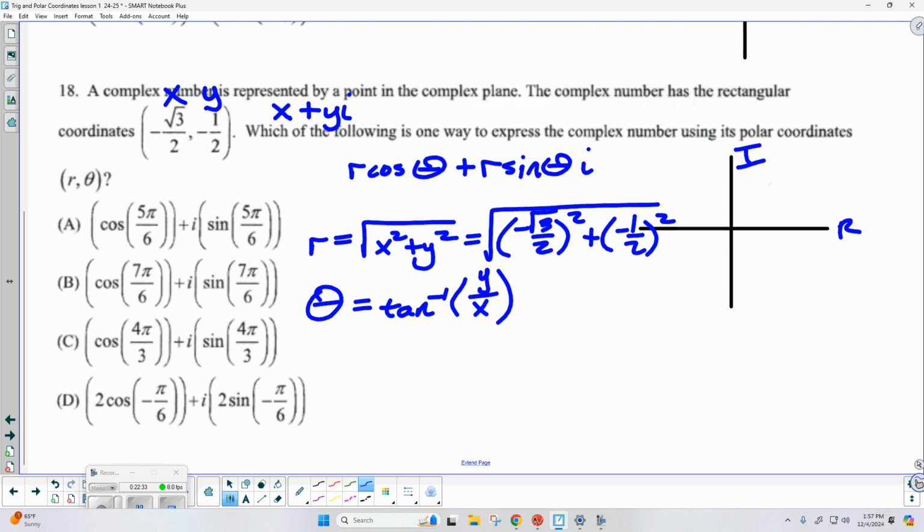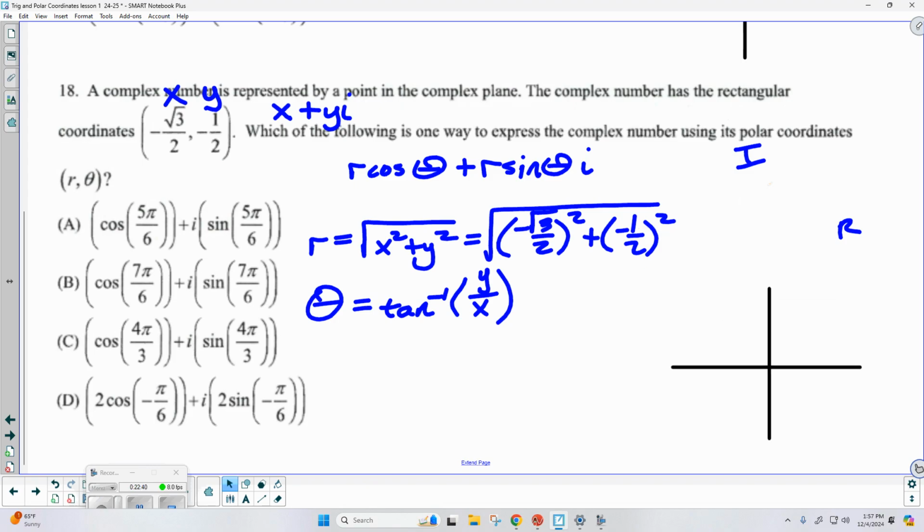In fact, let me go ahead and move this out of the way. That would probably be better. Move this down here. So if I were to simplify this, negative root 3 over 2 squared is going to be 3/4. Negative 1/2 squared, that's a plus 1/4. Don't want parentheses, I want a radical.